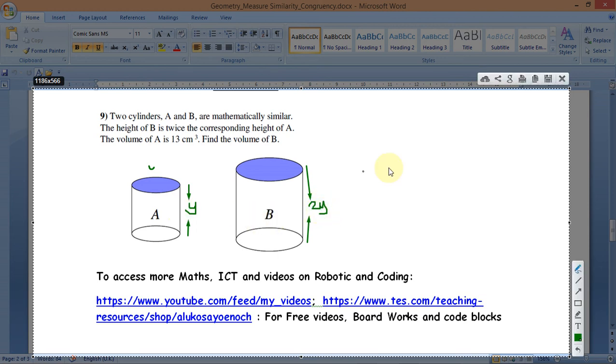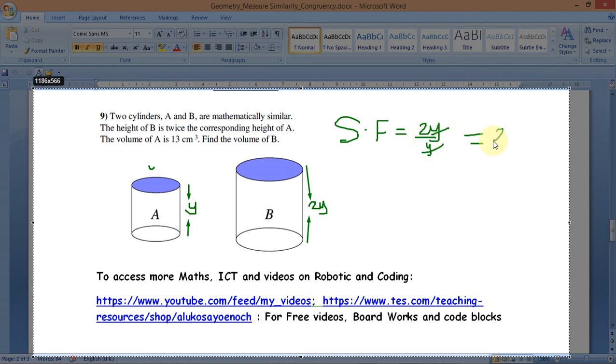So since B is the enlargement of A, what is my scale factor? Scale factor is image dimension divided by corresponding object dimension. Don't forget the word corresponding: you can't divide the height of one by the radius of the other. So it must be height to height. So that's 2y divided by y, and that is 2. So the scale factor is 2.